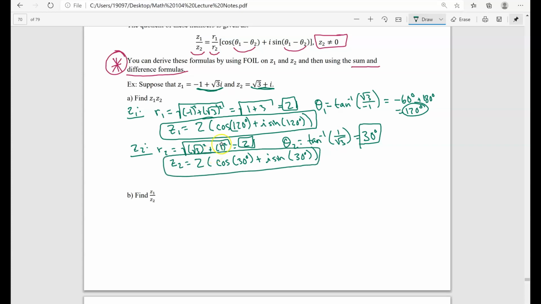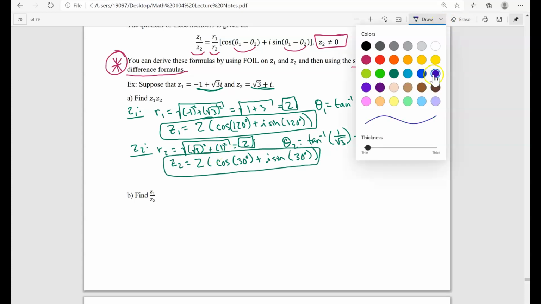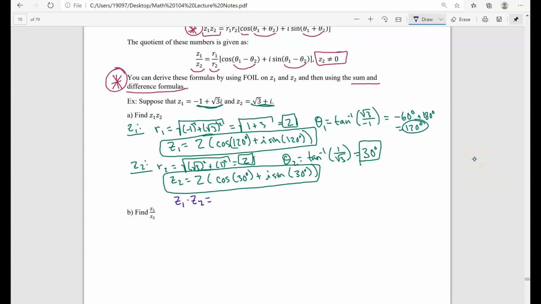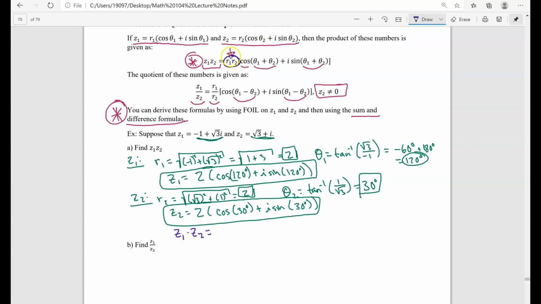Now what we want to do is multiply them together, so I'm multiplying z1 times z2. Remember that all that basically does is multiply the r's together. We multiply this r and this r, and that gives me 4. Then we take the cosine of the addition of the two angles. So 120 plus 30 is going to give me 150, plus i sine of also 150. So that basically is my answer.